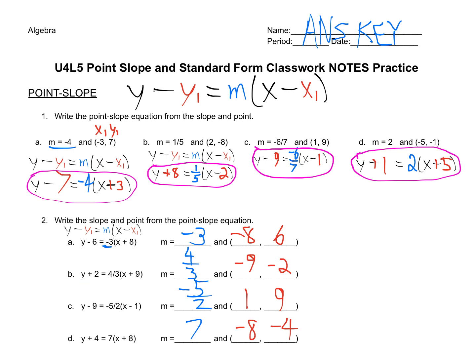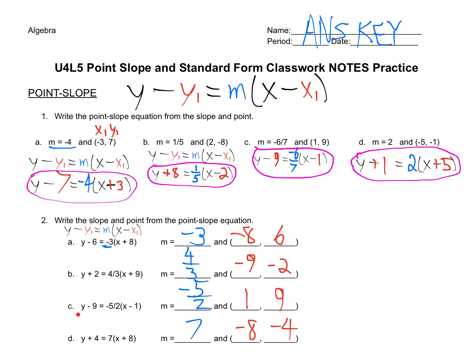For B, y plus 2 equals 4/3 times the x plus 9. 4/3 is that number in front of the parentheses, so that's my slope, 4/3, that's m. X is the x plus 9, so it has to be -9 for the x. Y plus 2, again, has to be the opposite sign, so it's -2 for the y. So my point's at -9, -2.